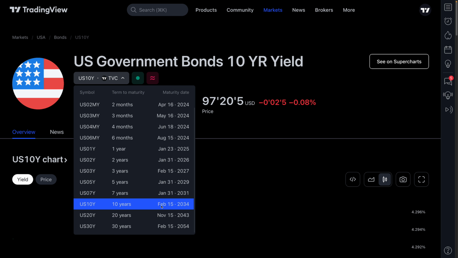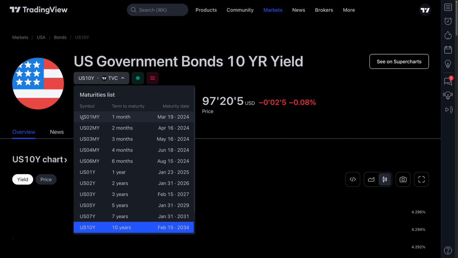We have the maturity date, February 15th, 2034. This is a long holding. If you're buying this for the long haul, it's a 10-year commitment. Of course, you don't necessarily have to hold it for those 10 years, but that is the maturity of the bond. It is a 10-year bond, whereas up here, US 01MY is a 1-month bond.